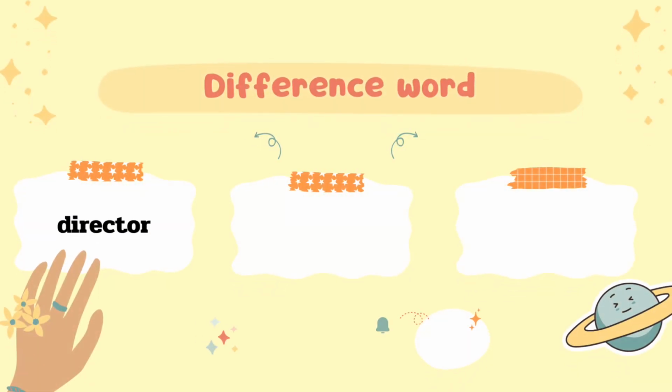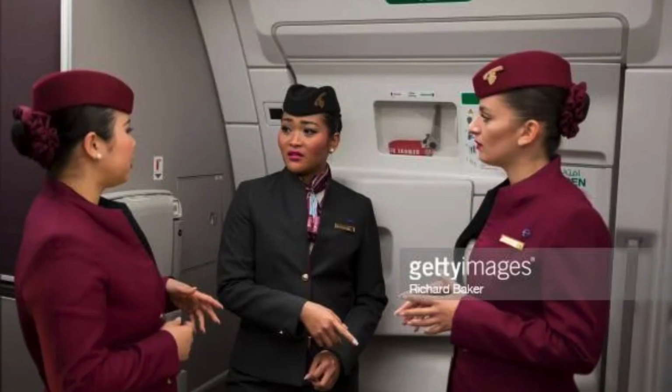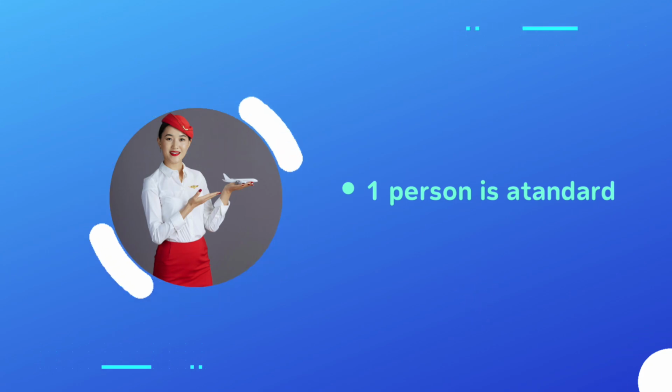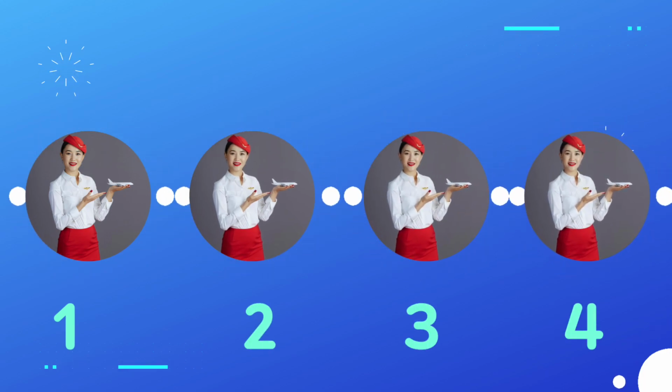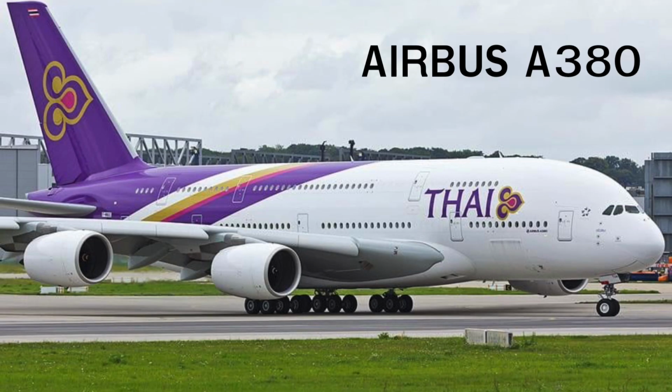Each airline uses different words such as director, senior, or chief, depending on the airline, but is known as a purser. The notable difference is in the uniform, whether it's the design of the hat or the color of the dress. One purser is standard. Some airlines may have more depending on the size of the aircraft. Sometimes this may be 1 person, 2 people, 3 people, or 4 people. It is possible. The flight that will have 4 people is the Airbus A380, as the plane itself has 2 decks.